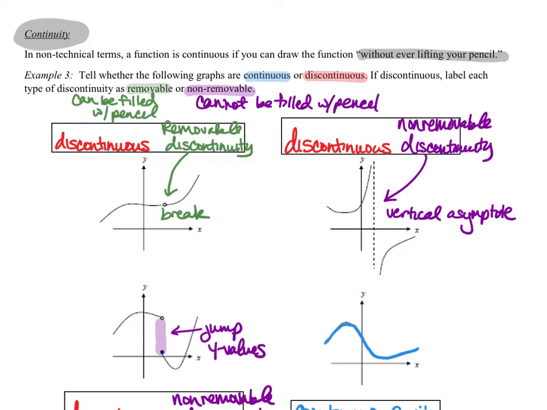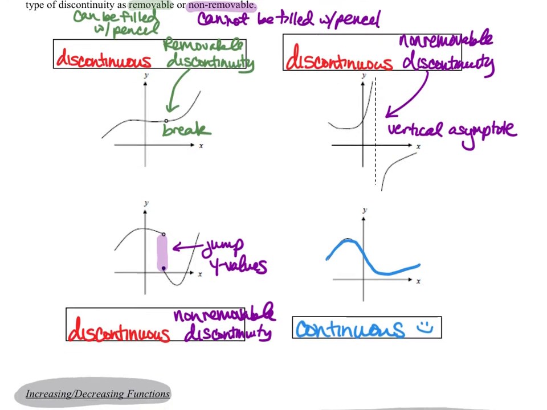So in these examples, for these 4 things, we're going to decide if it's continuous or discontinuous, but then also label each type of discontinuity as removable, which means it can be plugged or filled in with a pencil, or non-removable, which means it cannot be filled in with a pencil at some sort of jump, vertical asymptote, or another super not dot type of discontinuity. Okay, so the first example here, we have 4 of them.